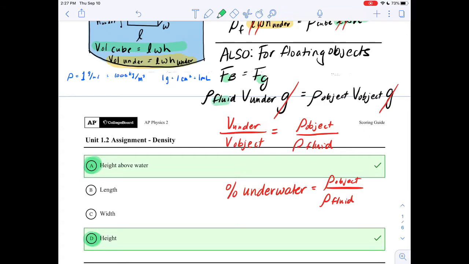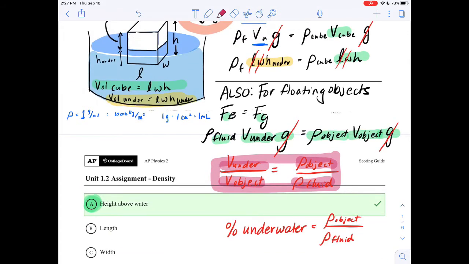That's the density of the fluid times the volume underwater times g equals the density of the object times the volume of the object times g. If I cancel out g and rearrange this formula, I end up with this statement, that the volume of the object that's underwater over the volume of the total object is equal to the density of the object over the density of the fluid. And the left side of this equation is the percent of this object that is underwater.